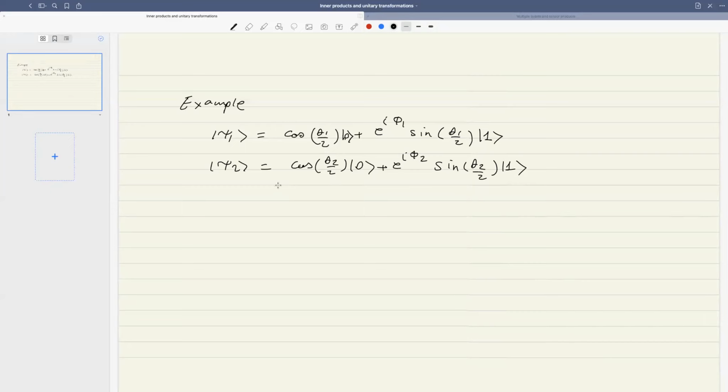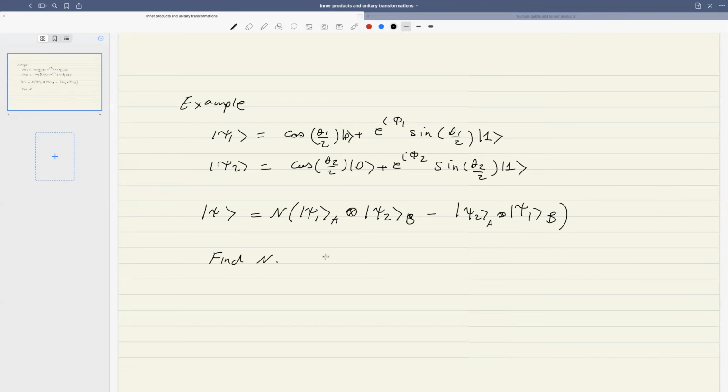Then let's consider a two qubit state, psi, that's given by some normalization constant N times psi 1 for qubit A tensor psi 2 for qubit B, minus psi 2 for qubit A tensor psi 1 for qubit B. Okay, so the problem first is to find N, so the state is normalized.